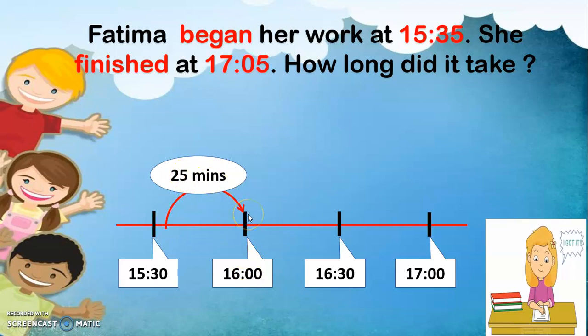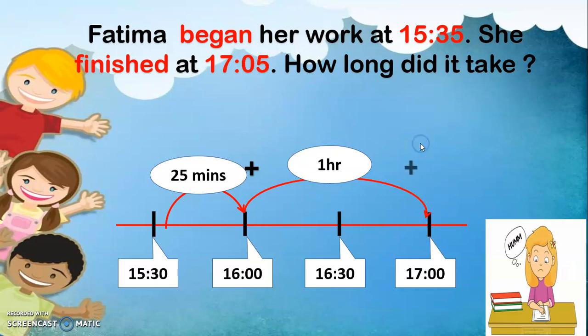Now, let us have another one. So here, 30 minutes, and then here, 30 minutes. It means that is equal to 1 hour. So we stop in 17 now. But she finished at 17:05. So it means the time is here.